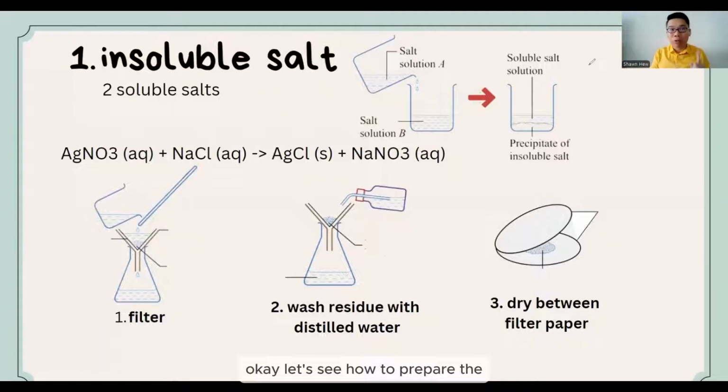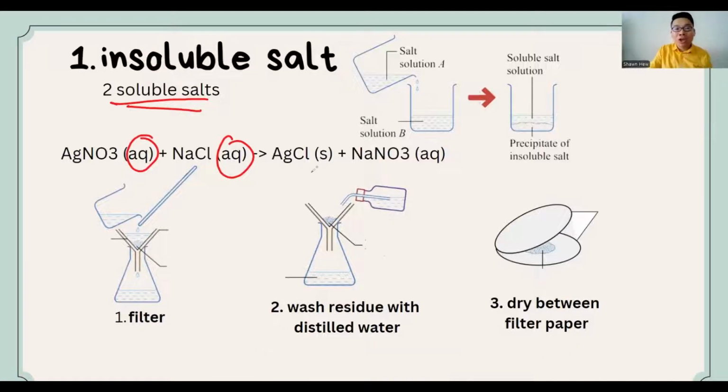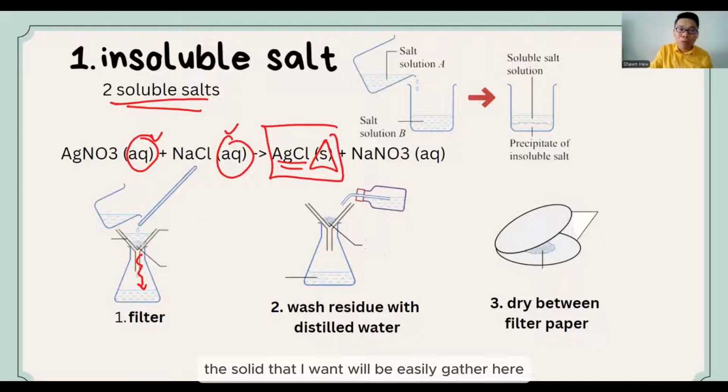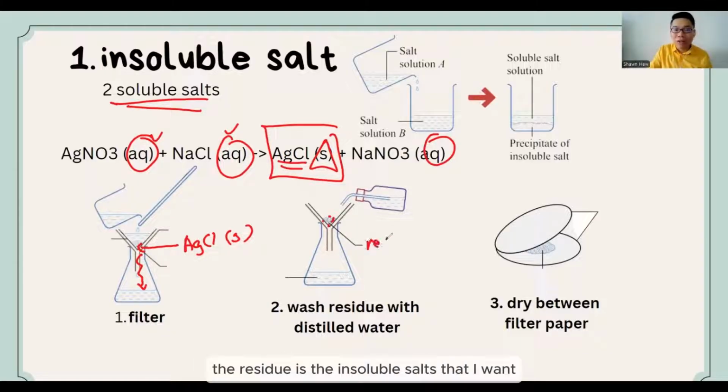Okay, let's see how to prepare the insoluble salt. We must use two soluble salts, must be aqueous. So at last, I will form this solid, the only solid. Then this aqueous and this aqueous, we can easily remove by using filtration. And then the solid that I want will be easily gathered here. So the aqueous can be removed. The residue is the insoluble salt that I want.